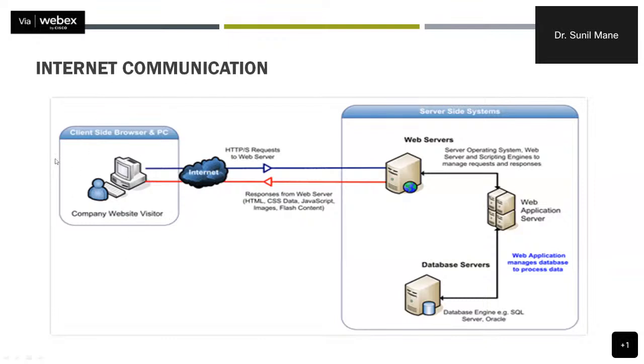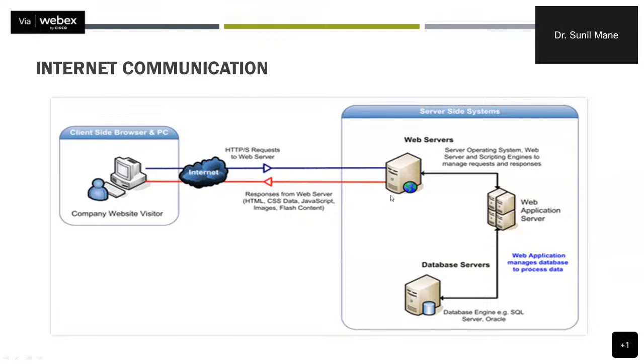You can see there is a client side scenario and there are server side systems available. Usually on the client side, with the help of a desktop machine and the browser, an internet connection is required. Then there are HTTP requests and replies. You can see a blue line representing the request and a red line representing the response from the server. At the server side there are different kinds of servers available, like this web server.